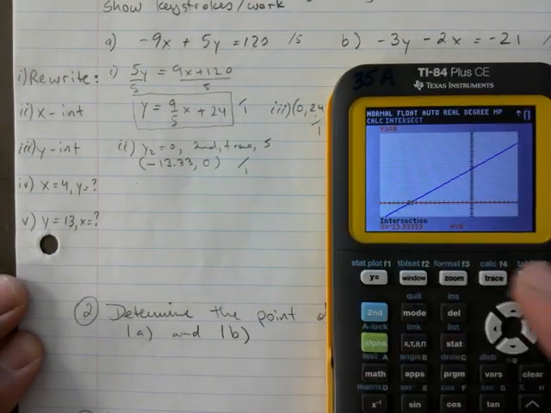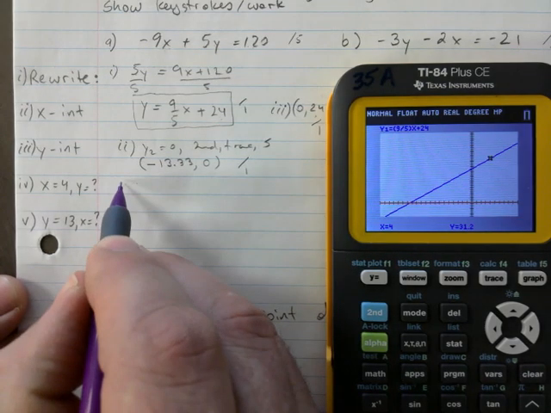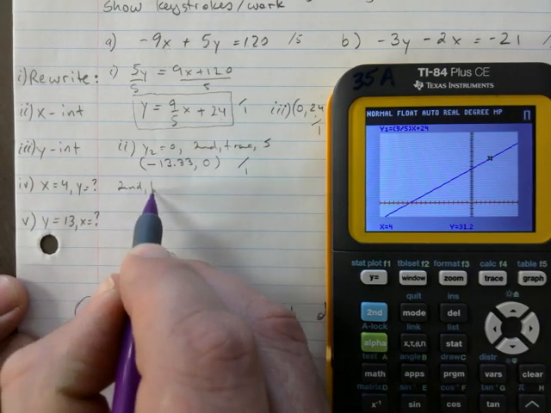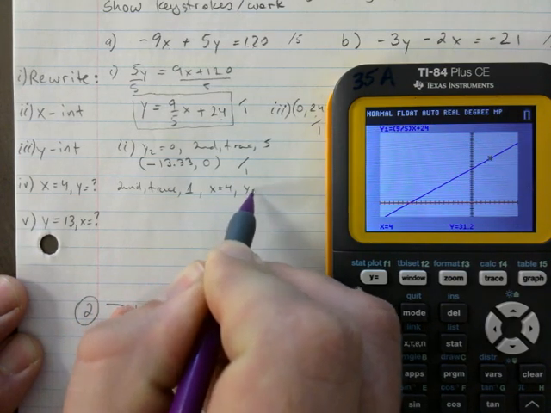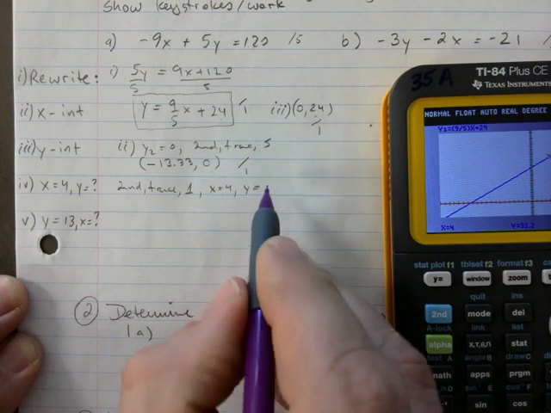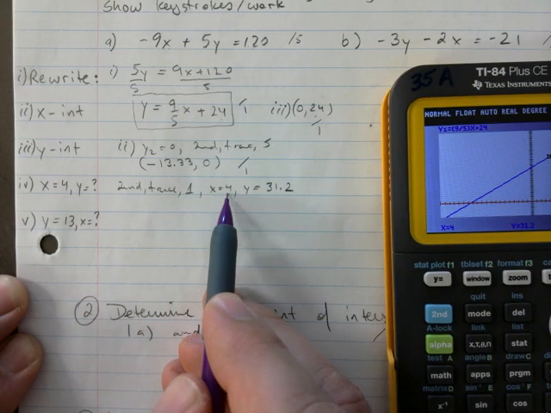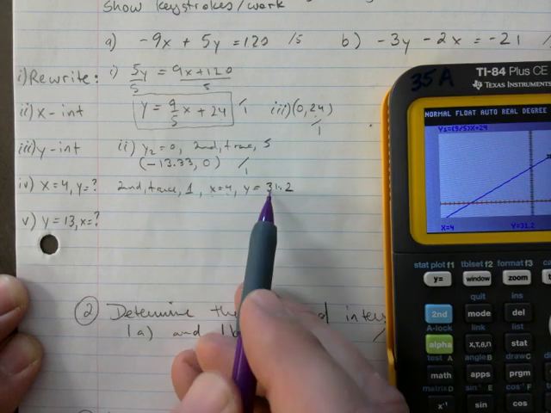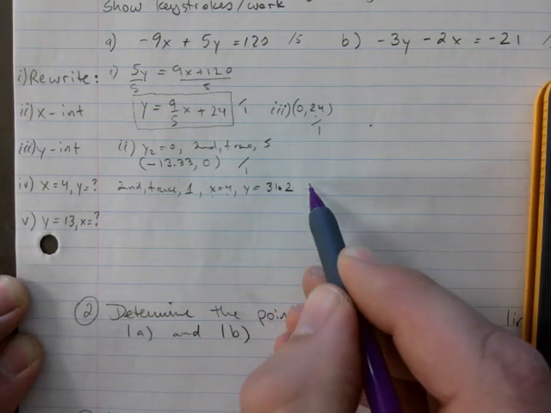When x is equal to 4, what's y equal to? I'm going to go second trace 1. X is equal to 4. Y is equal to 31.2. You actually found the point for 31.2, right? This point is on the line, so this is a mark as well.